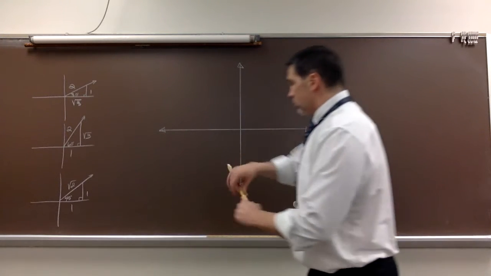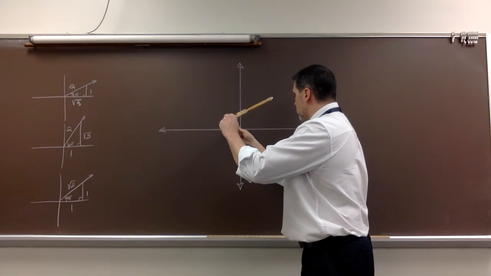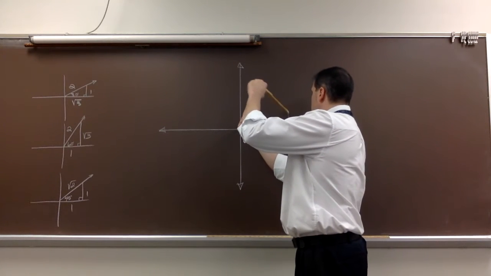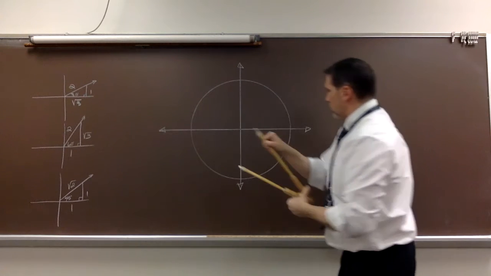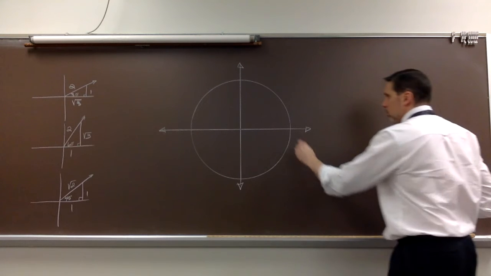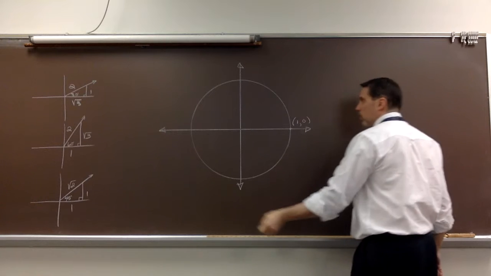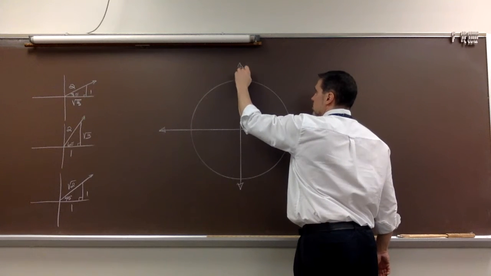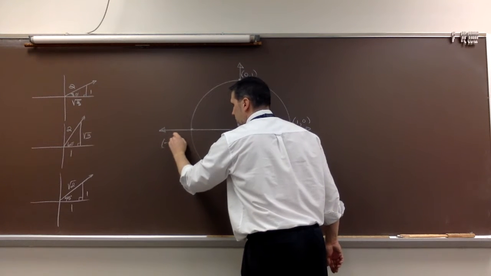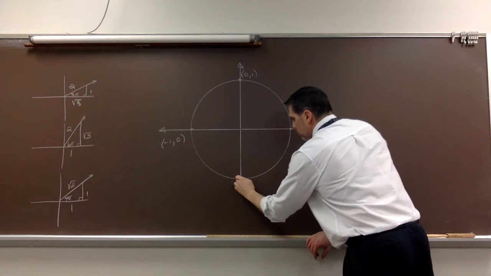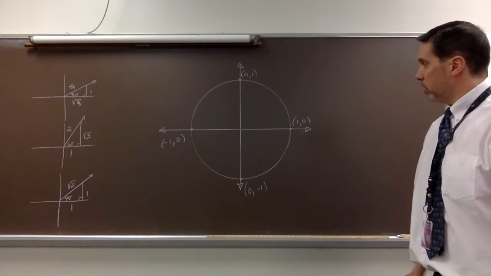If I were to draw a unit circle, and to refresh your memory, a unit circle is a circle of radius 1 centered at the origin. This point right here would be 1, 0. This is 0, 1. This would be negative 1, 0, and this would be 0, negative 1. And that's what we call a unit circle.